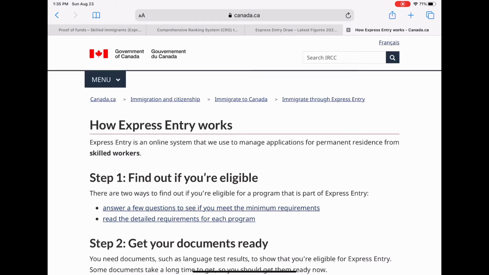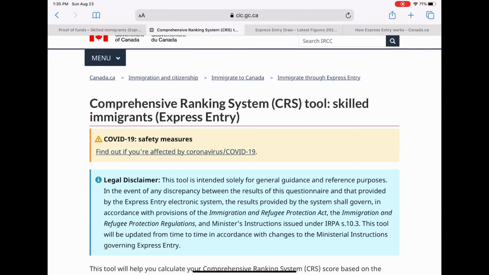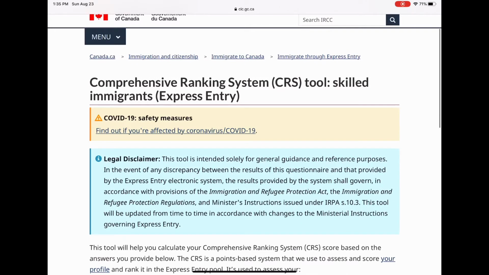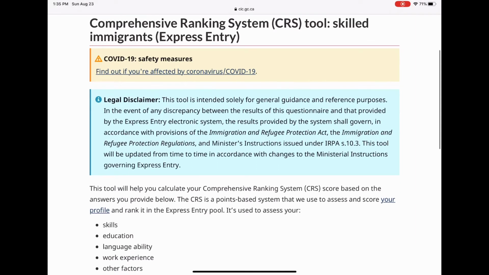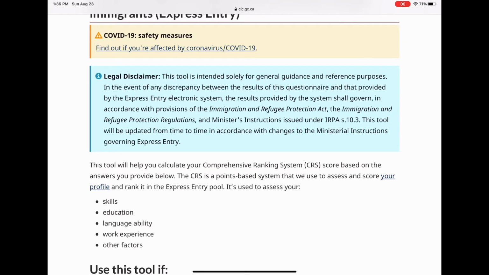Now, what is a score system? How do you find out whether you have the right score to apply and belong to this pool of candidates? It's the Comprehensive Ranking System. Skilled immigrants for Express Entry need to have this CRS score, and once you check your CRS score, you'll find out whether you have any chances. If there is something missing, you can work on it and get your score up high.